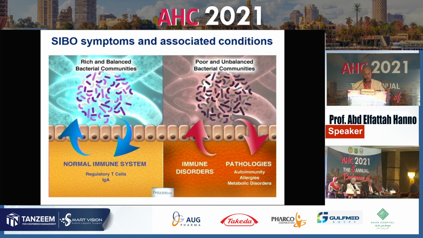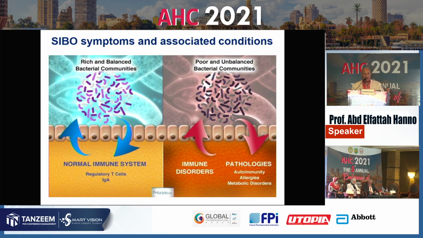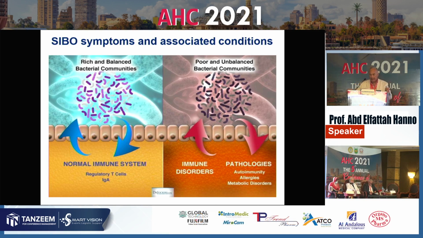So if you have a normal immune system, the bacteria will be rich and balanced communities. But when there is a disturbance occurring in the small intestine, with poor and unbalanced bacterial communities, it will lead to autoimmunity, allergy, and metabolic disorders with immune disorder.